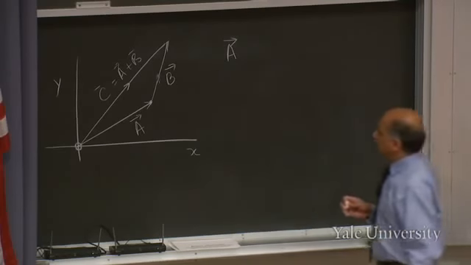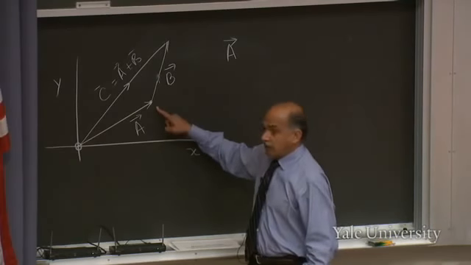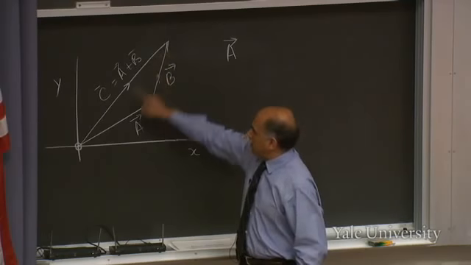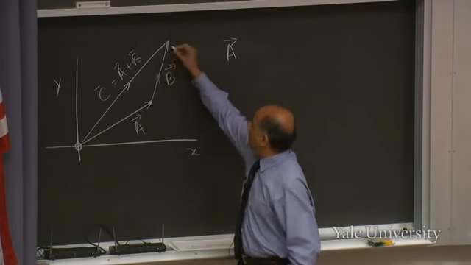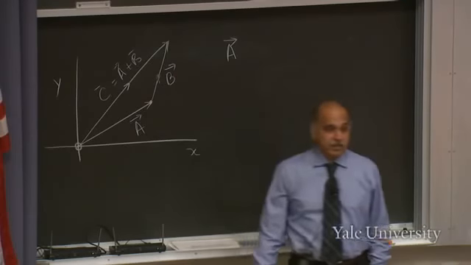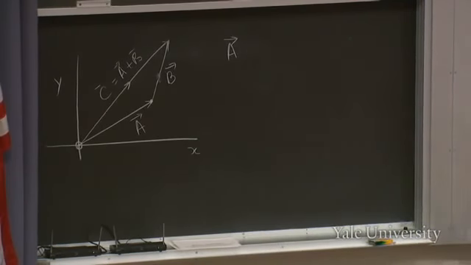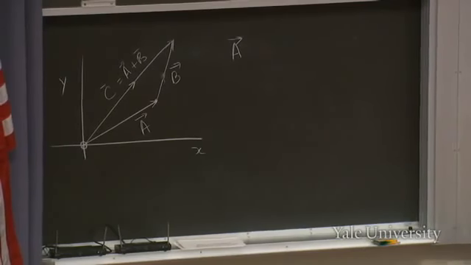Okay, so the rule for adding the two vectors is you draw the first one, and at the end of that first one you begin the second one, and the sum starts at the beginning of the first and ends at the end of the second. So that tells you how to add two vectors and get a sum.